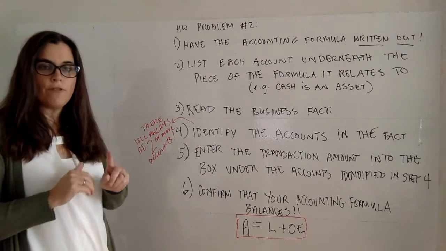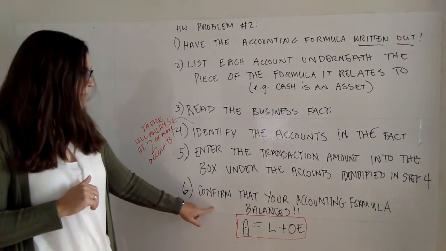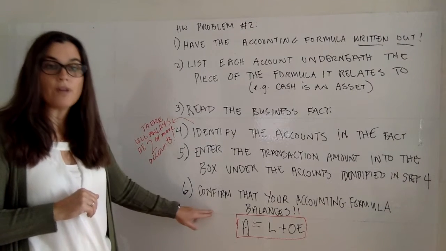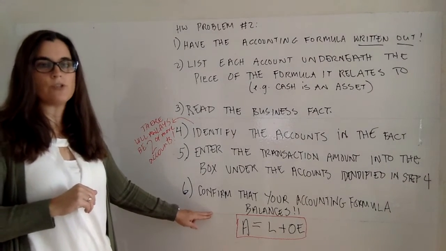Final step, you want to confirm that all your inputs are correct. You do that by making sure your accounting formula balances. If you're not balancing, then one of your inputs is off.